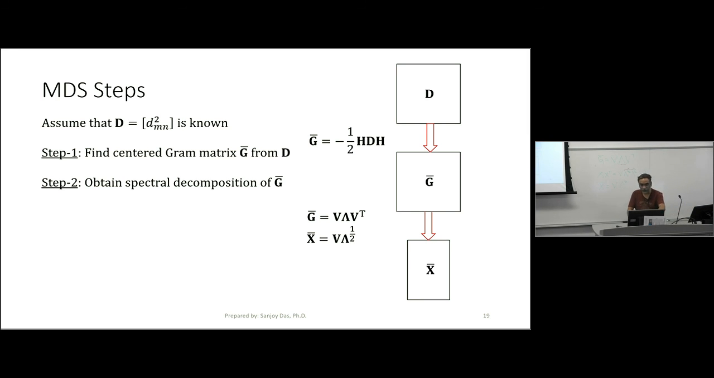So this is what I do. I take the spectral decomposition. So step one is find the centered Gram matrix, and then I do the spectral decomposition of the centered Gram matrix. Correct? And then that will give me this. The X bar, the centered sample points, will be V square root of lambda. And that's my objective of MDS.